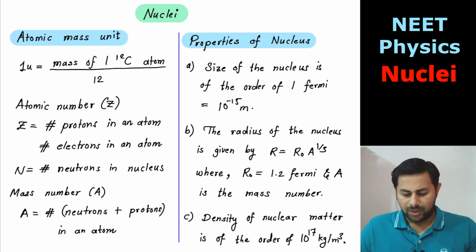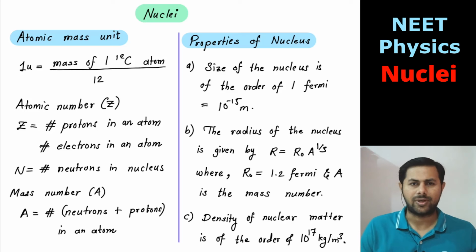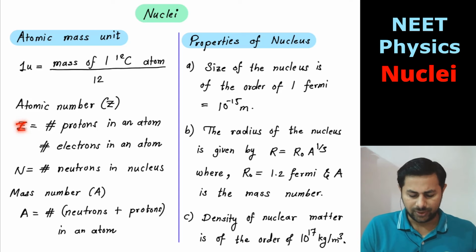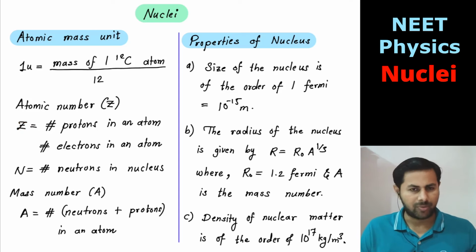Now we'll define a few quantities. First is the atomic number. Now what is atomic number? So nucleus consists of protons and neutrons. So Z is the number of protons in the nucleus. It is also called the atomic number. And if you have any atom, the number of protons and number of electrons in that atom would be equal. So it is also the number of electrons in an atom, right?